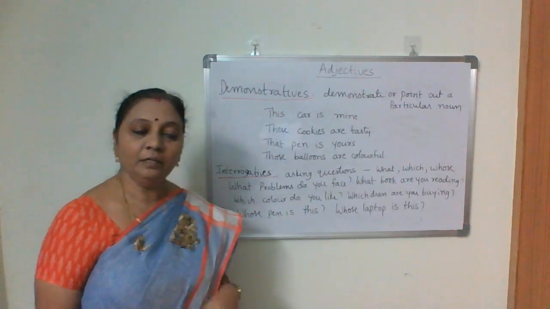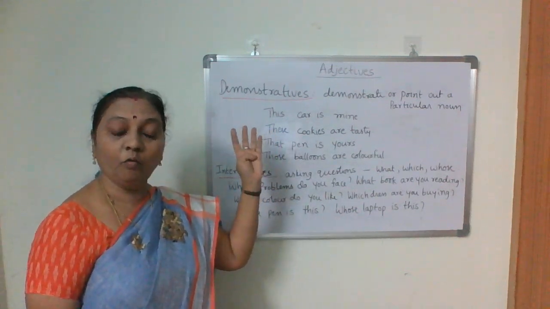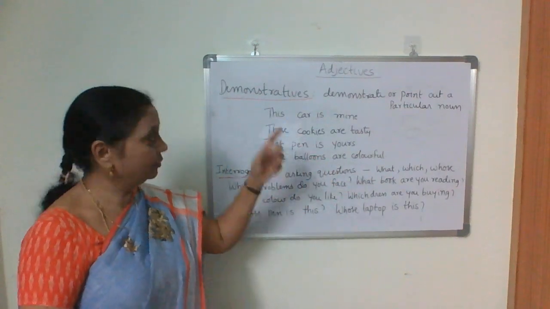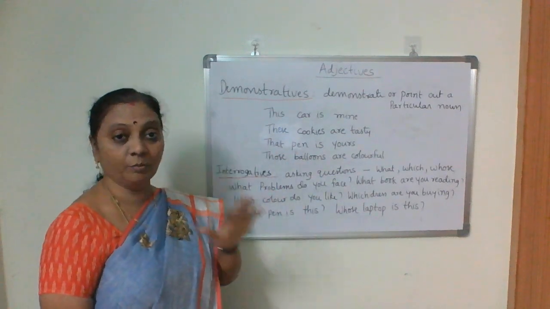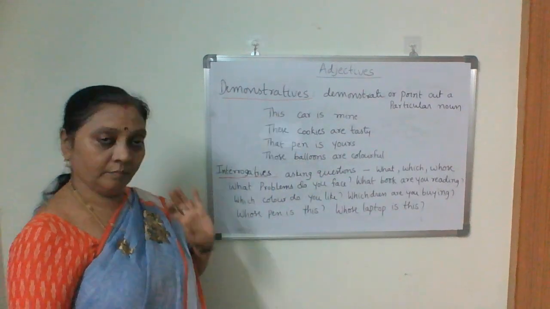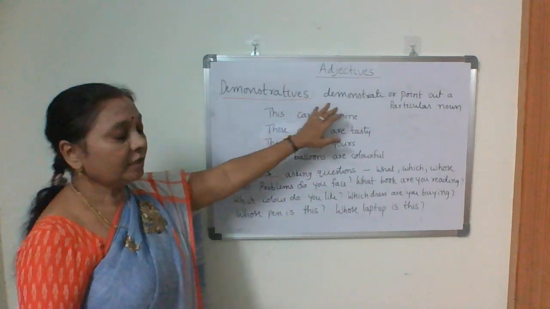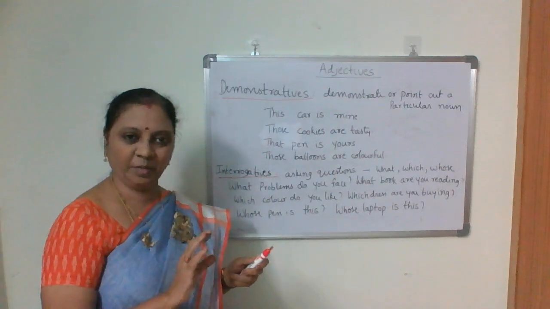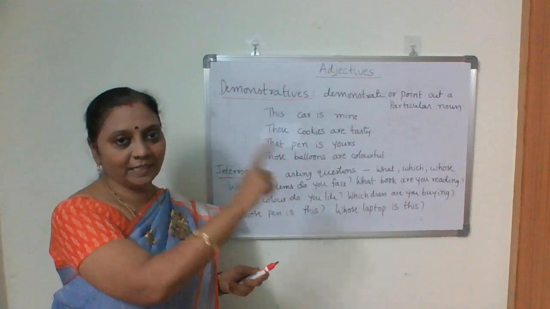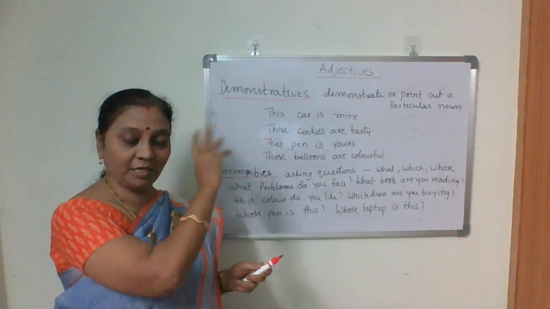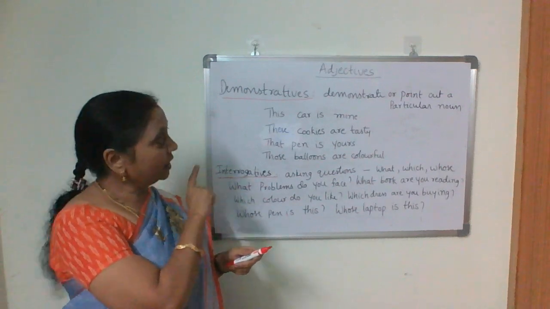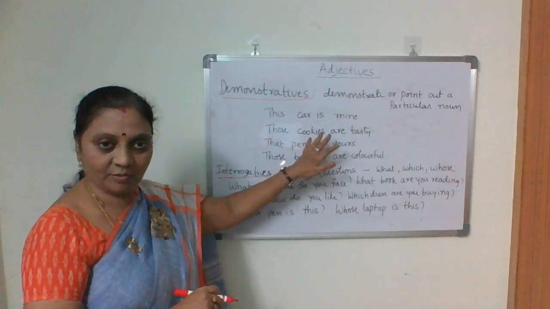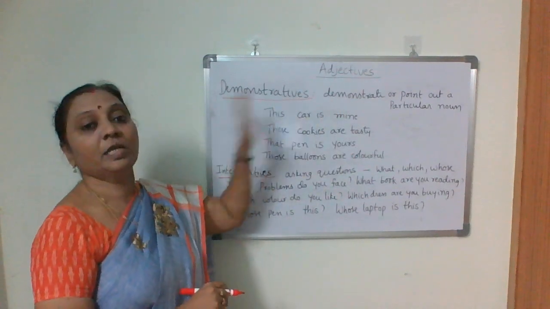So next one, demonstratives. This is the fourth determiner, isn't it? First one numerals, then quantifiers, then possessives, then demonstrative adjectives or demonstrative determiners also. They demonstrate or point out a particular person or particular noun. Okay. And in pronouns, we learnt about the types of pronouns, demonstrative pronouns. This, that, these, those. Same words here also. This, that, these, those. But usage is different.